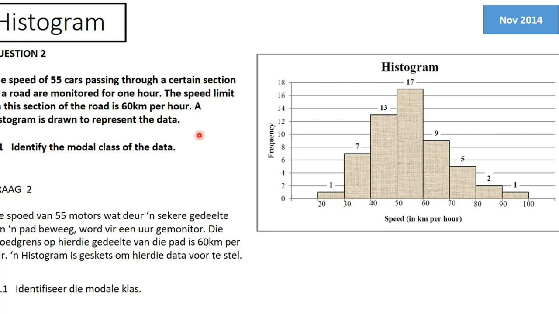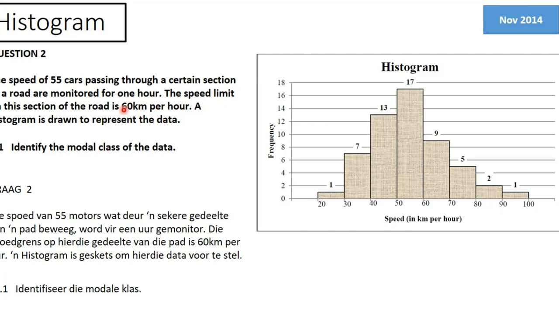So for some reason, there's this part of the road where they are checking the speed of the cars as they pass there. They're checking 55 cars to see how fast they go. On this one, you see how many cars, and there you see the speeds, in kilometers per hour, from 20 to 30 or 30 to 40 and so on. And I remember this question because a lot of my grade 11s and 12s missed this little part. Can you see there?